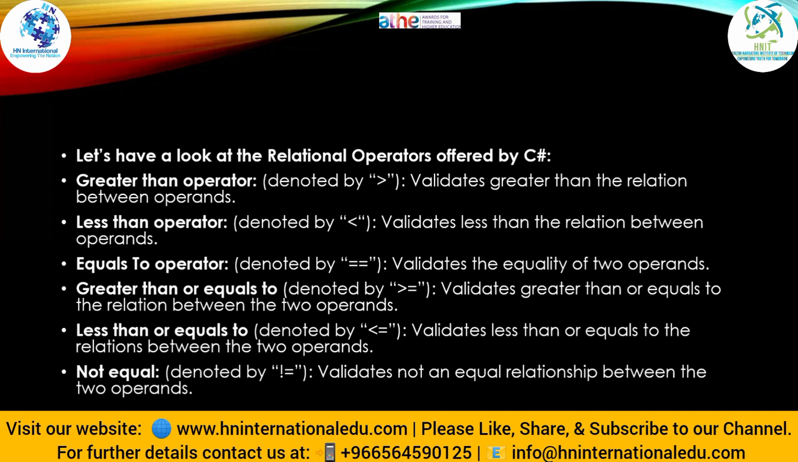The next operation is the not equal. It is denoted by the not equal to sign and it validates a not equal relationship between the two operands. Where the two operands are not equal, it will show you the result and let you know that these two numbers that you have added, let's suppose 10 and 5, are not equal to each other.